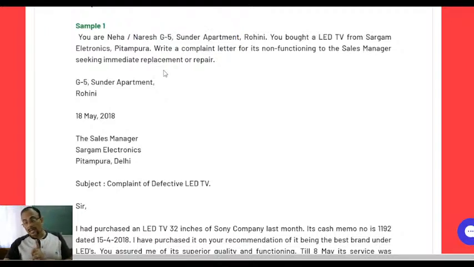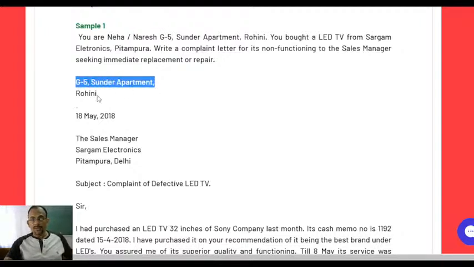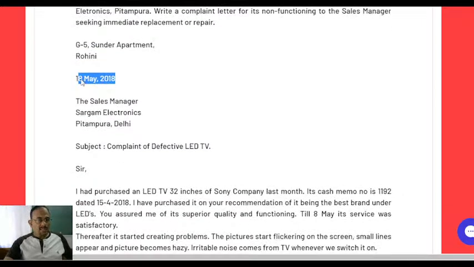But remember, when you are writing the sender's address, do not write the name of the sender. You write only the address. Do not ever write the name of the sender. Only write the address. So G5 Sundar Apartment, Rohini is the sender's address. Then leave one line gap. Then you write the date. You write here the date of the exam, the date when you write your English paper. The same date you mention here, right?